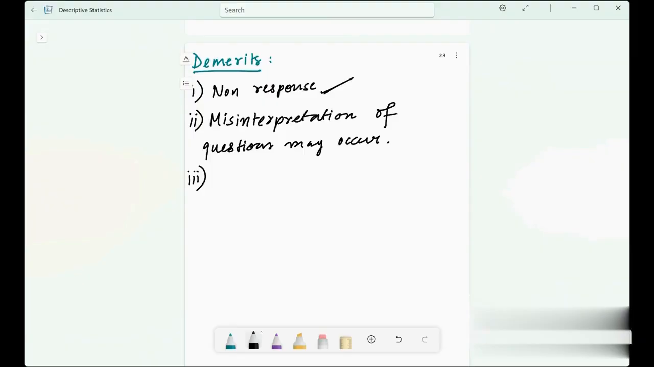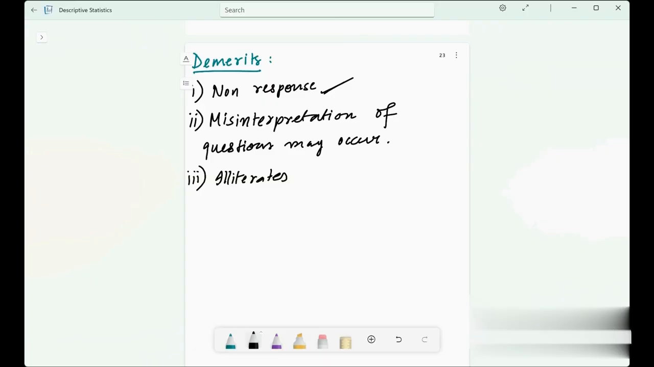So coming to number 3, it is not accessible for everyone, specifically for illiterates. I'm very sorry to use this word illiterates because I don't have any alternative to this, okay? Why is it like this? Because the person who is illiterate cannot read and write, cannot fill up the form, right? So this is again a demerit.